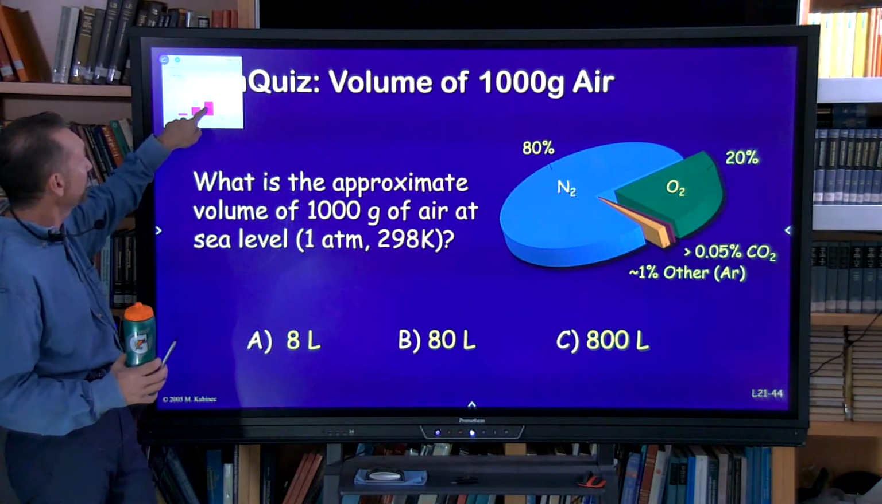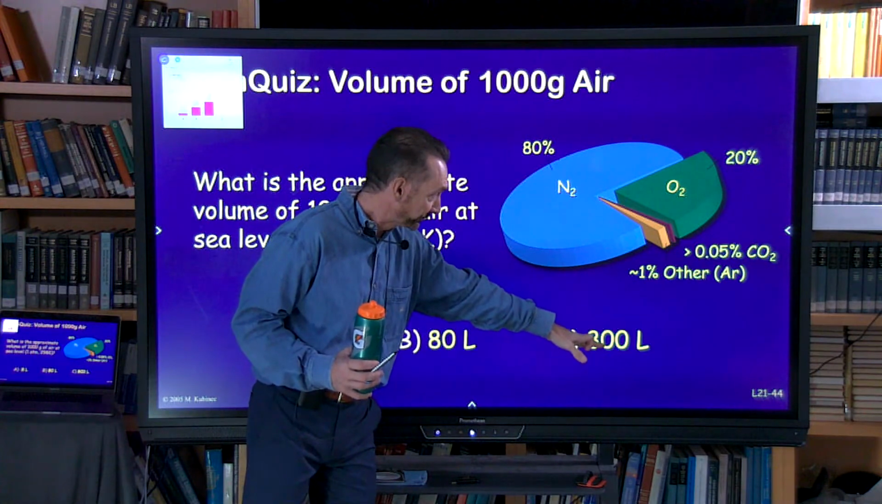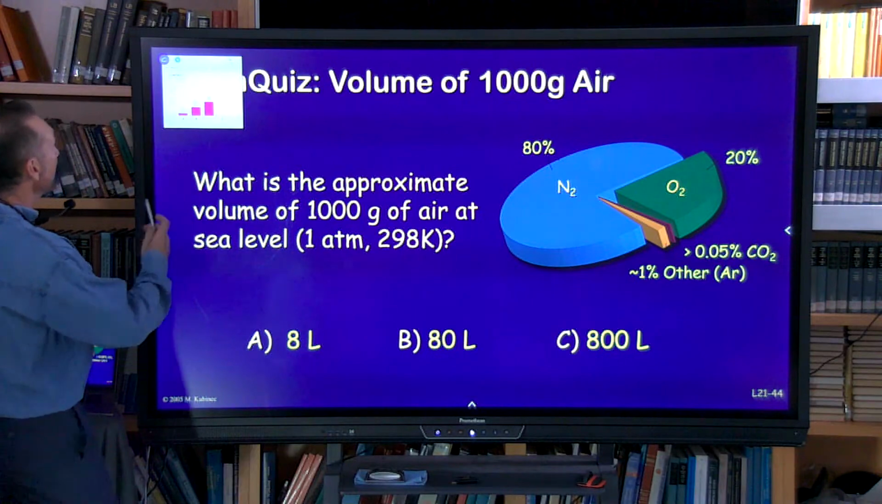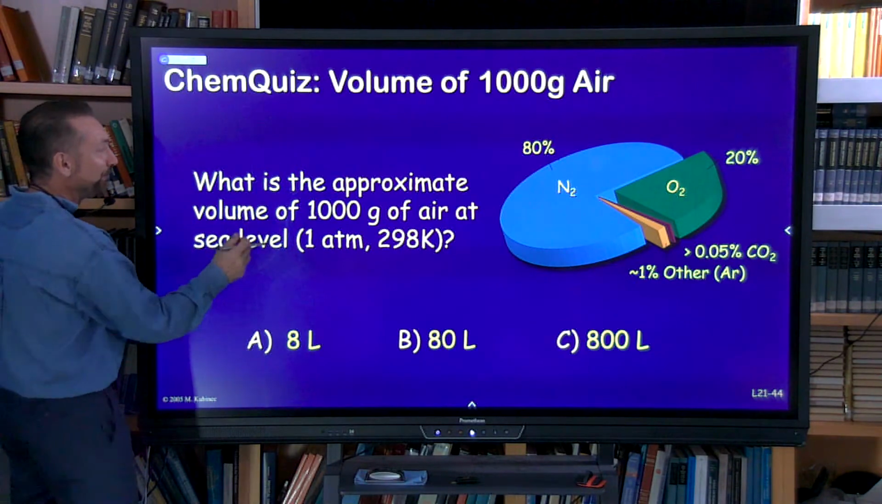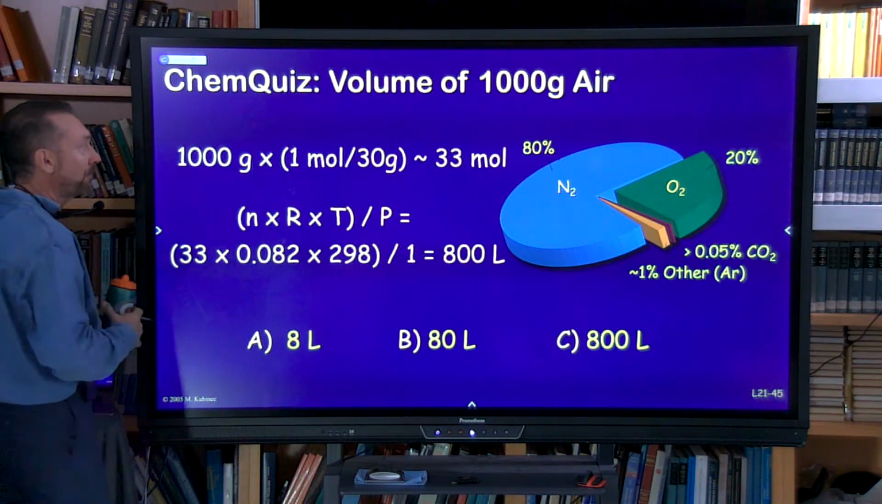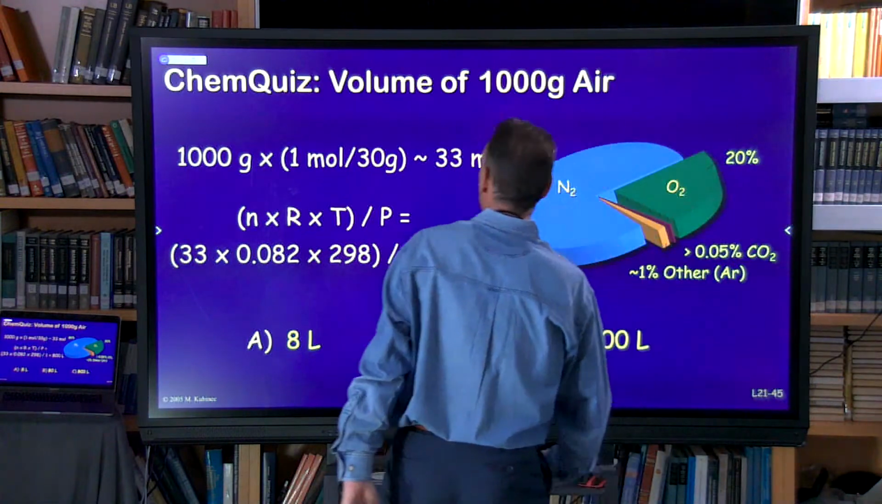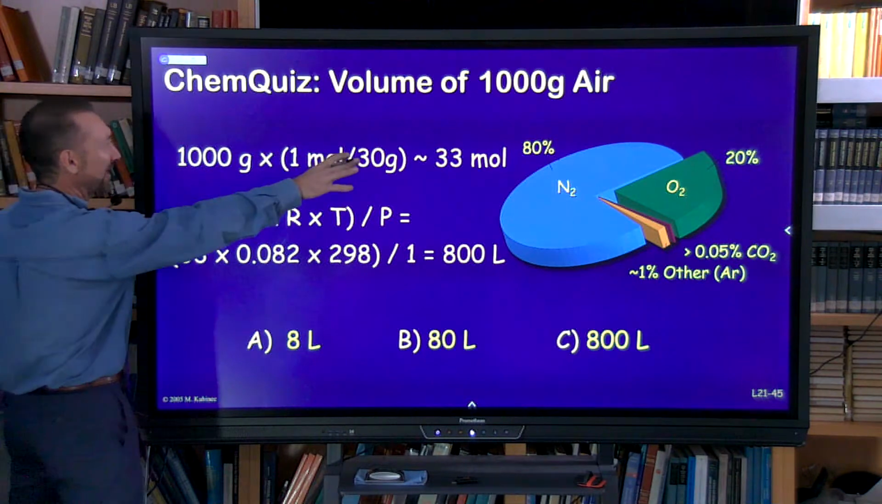We're spread out a little bit, but over a third of us, coincidentally, think 800 liters, and I agree with the 800 liter people. Why is that? Well, you can sketch this out in more detail. I did this kind of calculation.